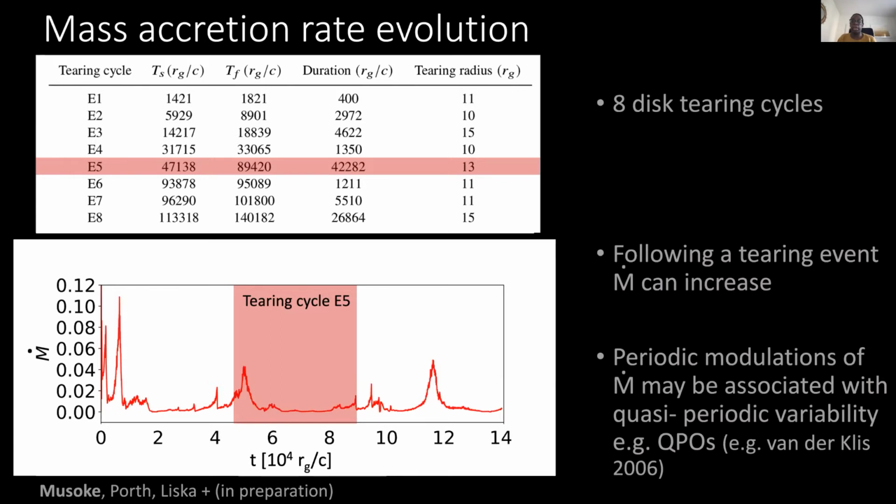So the question is, do we actually find evidence of QPOs due to this tearing in the simulation? It turns out that we find something interesting if we look at the longest tearing cycle, E5, which is highlighted in the red bands on the figure below and also in the table above.